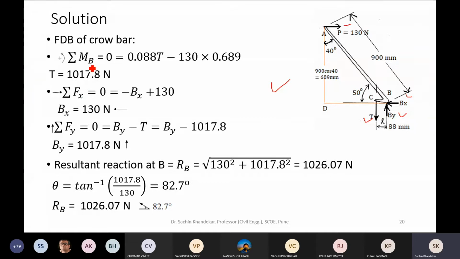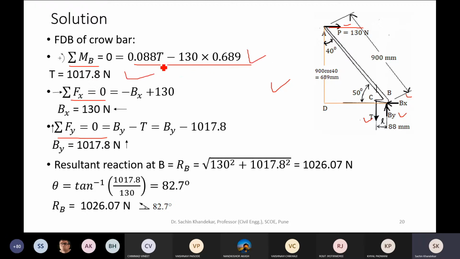So we have to apply the three conditions of equilibrium, that is moment zero, then Fx zero and Fy zero. Of course I have to take moment about point B first, because the maximum number of unknowns are passing through point B. If I take moment about point B, then there will be moment of P and moment of T, and in that equation there will be only one unknown, T. The calculation has been done for you.